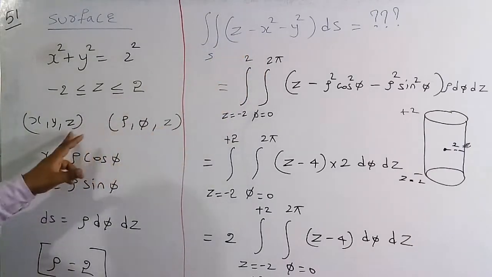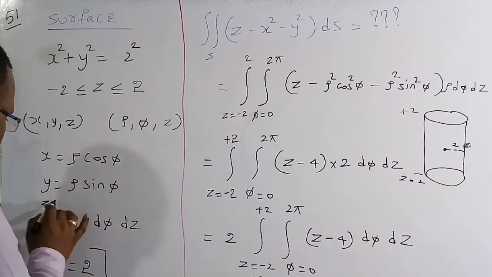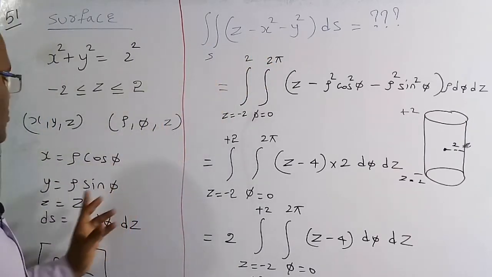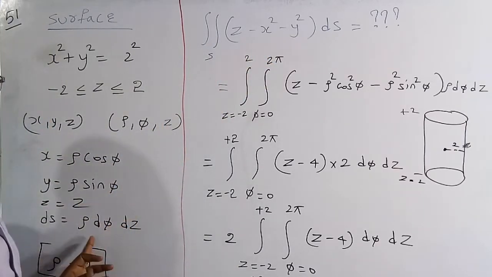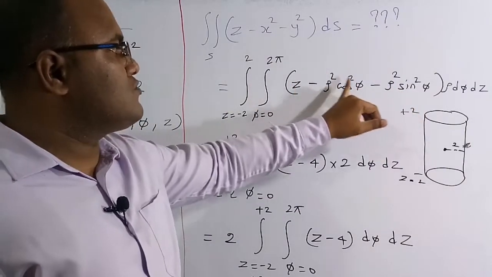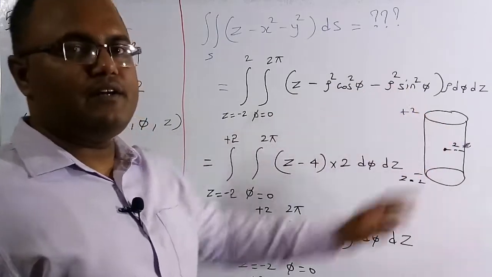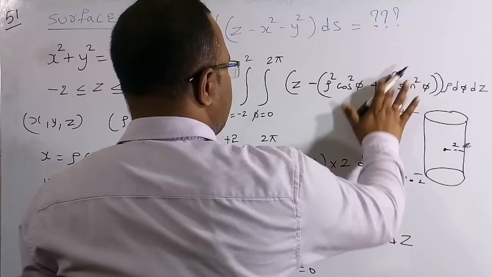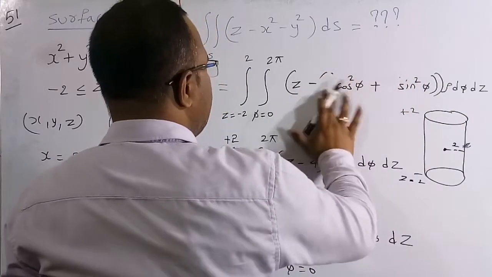Now we know everything, we just have to substitute. z is equal to z, there is no change. x is equal to rho cos phi and y is equal to rho sin phi, and ds is equal to rho d phi dz. So substitute everything. This is minus rho square cos square phi minus rho square sin square phi. If I take minus as common, you get it in this fashion, and if you take rho square as common again, we are going to get it like this.